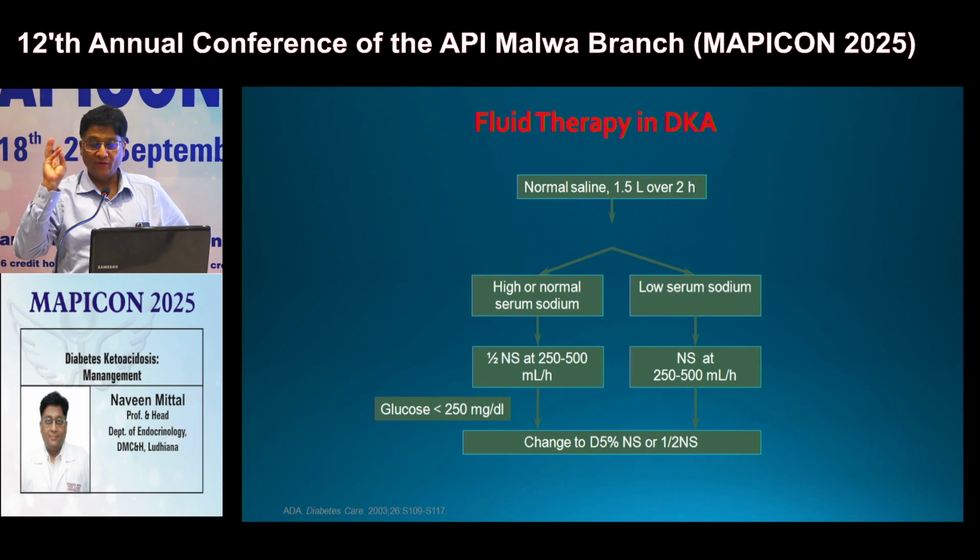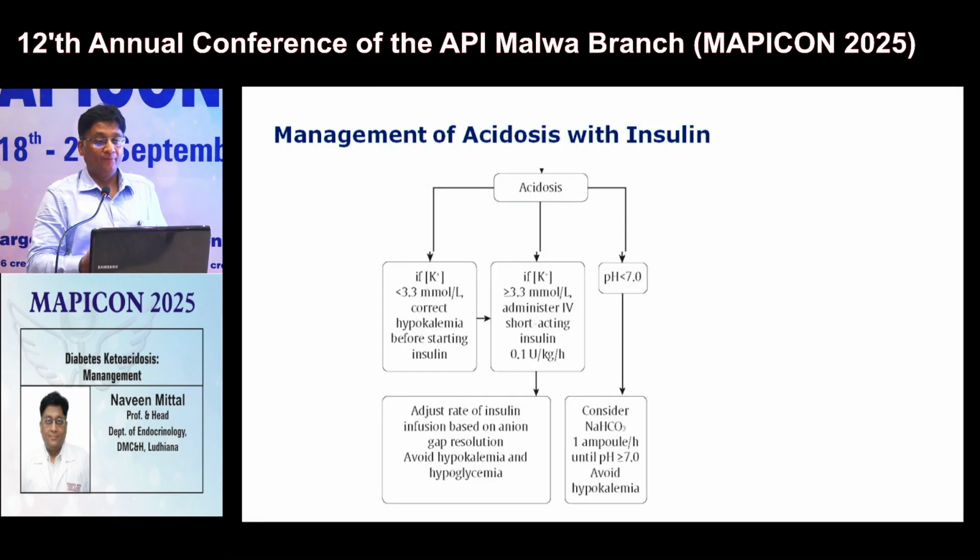So fluid, first thing to be given is normal saline fast at about 700 or 800 ml per hour, 1.5 liters in the first 2 hours, then shift to 200 to 250 ml per hour. Then when the blood sugar comes less than 250, shift to dextrose. This is the IV fluid. This is the first line treatment. Then comes insulin. Insulin is for the management of acidosis, not only to lower the blood sugar.